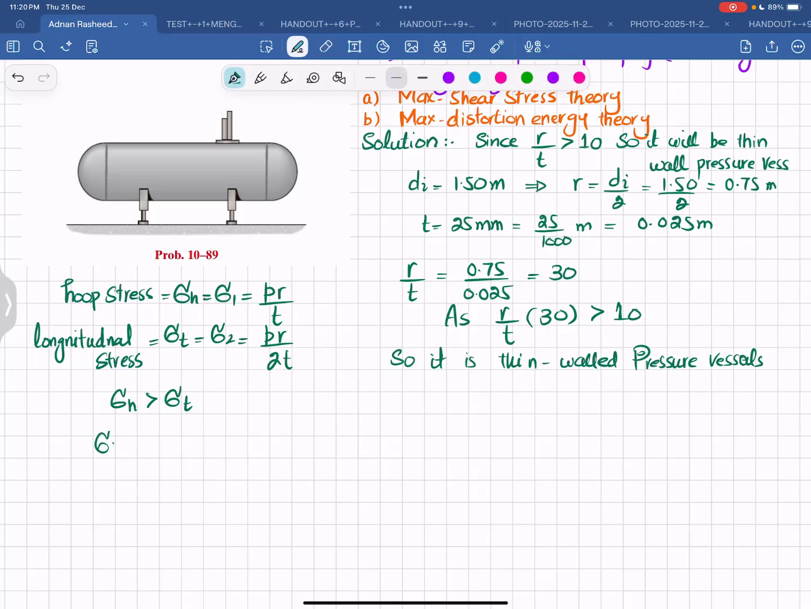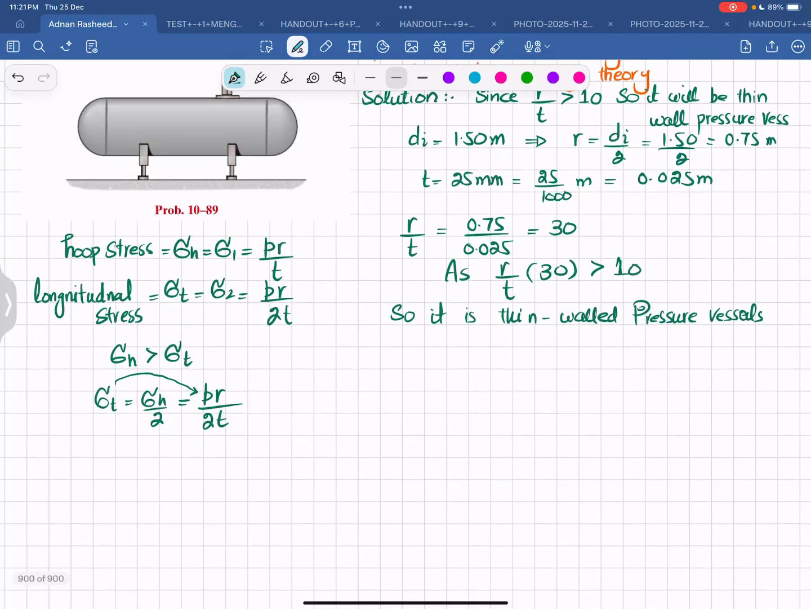I will also show you why. We know that hoop stress is PR divided by t, and we have a 2 here. So you can see this value is tangential stress, PR divided by 2t. So sigma tangential is half of hoop stress. Okay, now we have this sigma 1 and sigma 2.